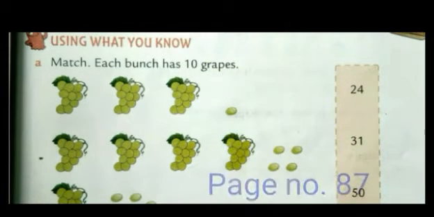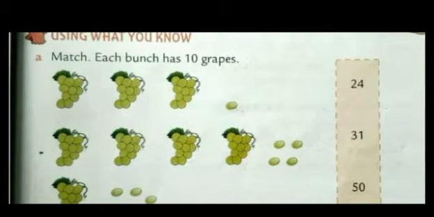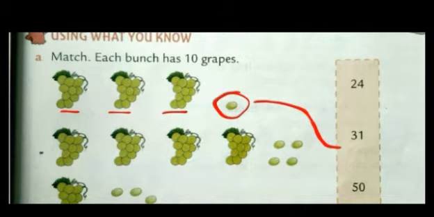Match. Each bunch has 10 grapes. Now here we have to match the grapes with the numbers. And each bunch has 10 grapes. So let's count now. 10, 20, 30, and the one that is given here, 31. So let's match it with 31.